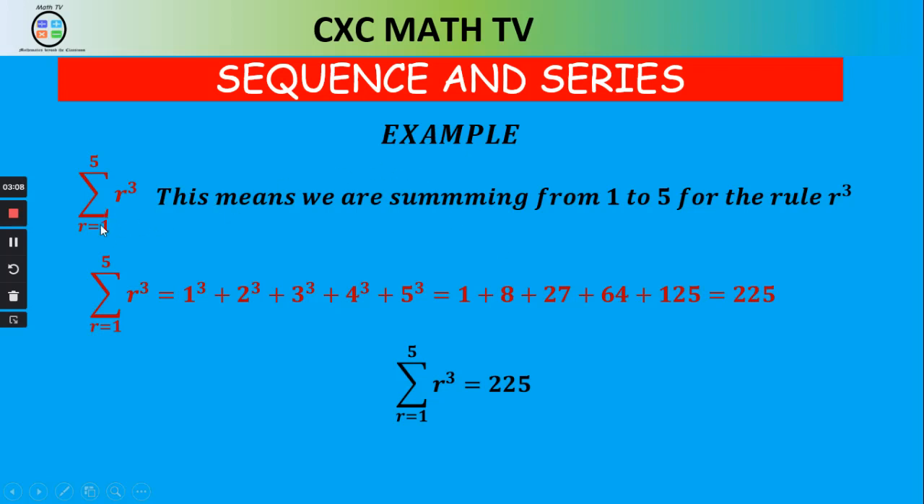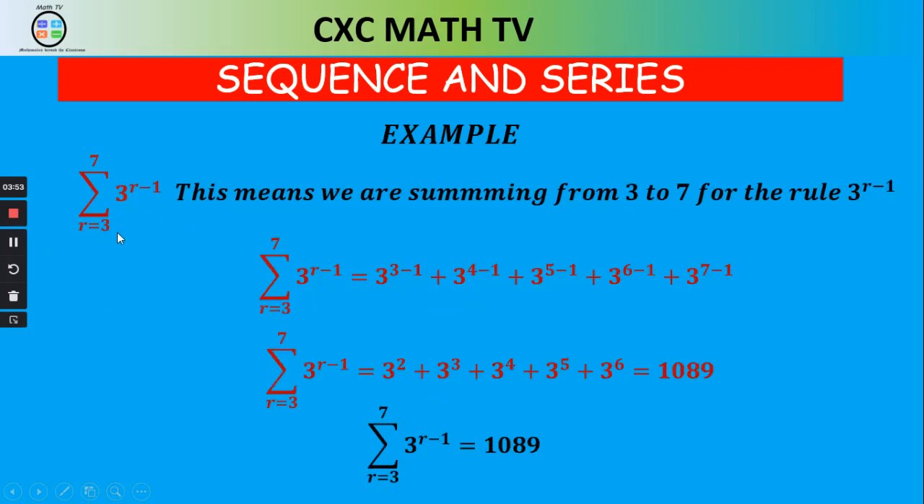Follow this example: the sum from r equals 1 to 5 of r cubed. This means we are summing from 1 to 5 for the rule r cubed. So you're going to plug in 1 cubed. That's the starting position. Remember, this is where you start, and this is where you finish. What's the next number from 1? 2, so you plug in 2 cubed. Then 3, then 4 cubed, then the last number 5, you plug in 5 cubed. Now you add those up, you get 225. So the sum from 1 to 5 of r cubed is 225.